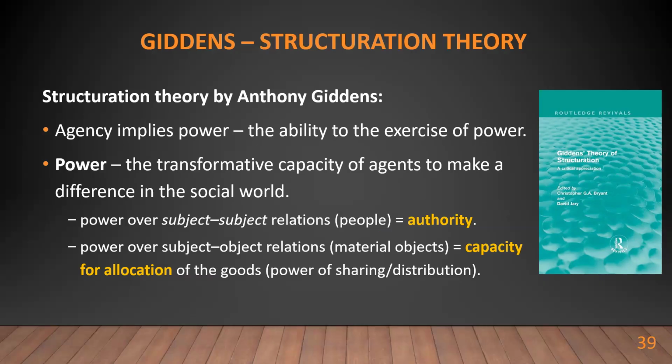But if that's a subject and a material object that doesn't have a consciousness, that can't make its own decisions, isn't a free agent, then it's a capacity for allocation of the goods. That means power of sharing and distribution of a certain amount of goods.